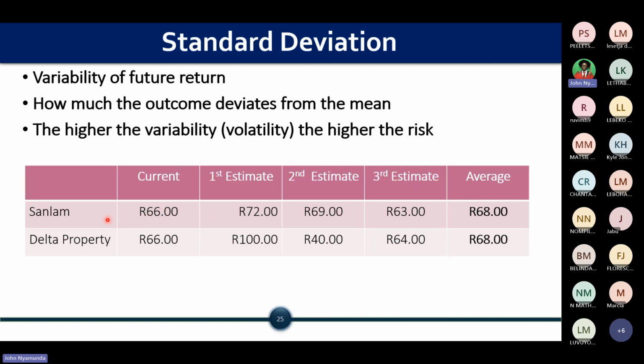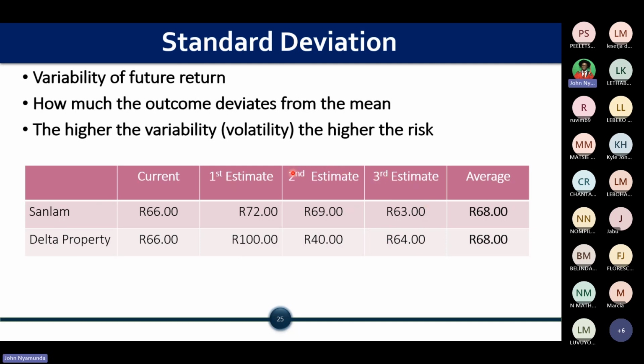So let's do this together. Let's say Sanlam has a current price of 66 Rand, and Delta Properties also 66 Rand. The first estimate we get for Sanlam is 72. The next estimate is 69. Those are future share prices. The next estimate is 63. Versus Delta Properties: first estimate for next year, 100. Next estimate, 40. Third estimate is 64.